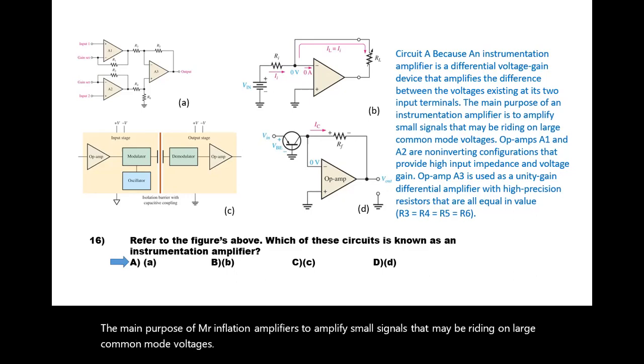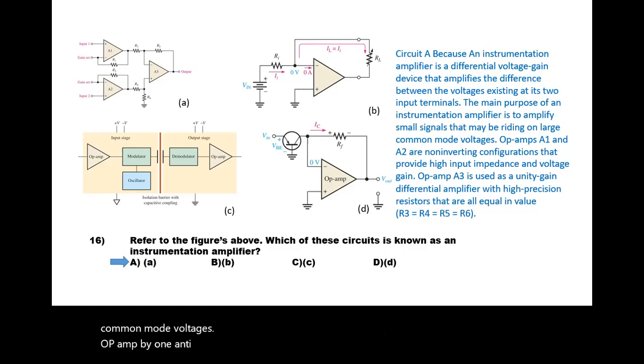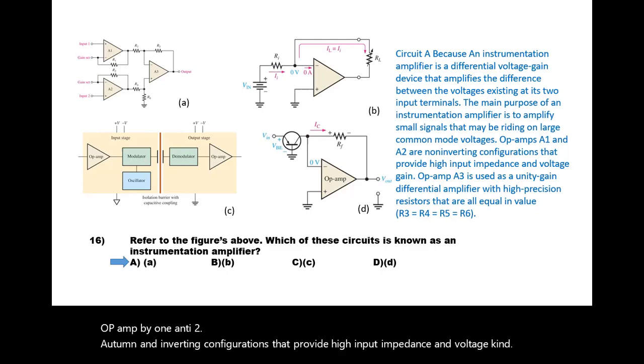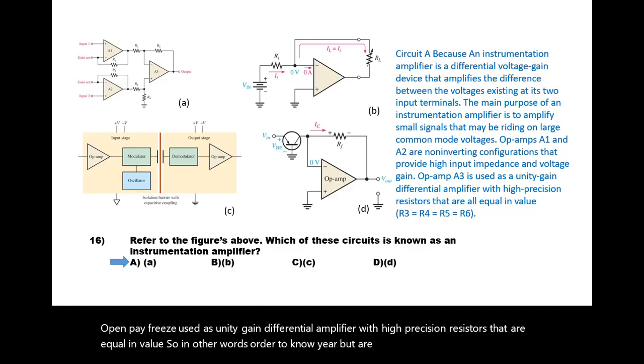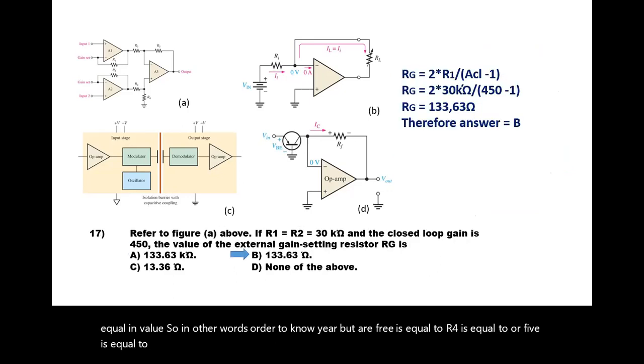Op-amps A1 and A2 are non-inverting configurations that provide high input impedance and voltage gain. Op-amp A3 is used as a unity gain differential amplifier with high precision resistors that are equal in value. So in other words, it is important to know here that R3 is equal to R4 is equal to R5 is equal to R6.